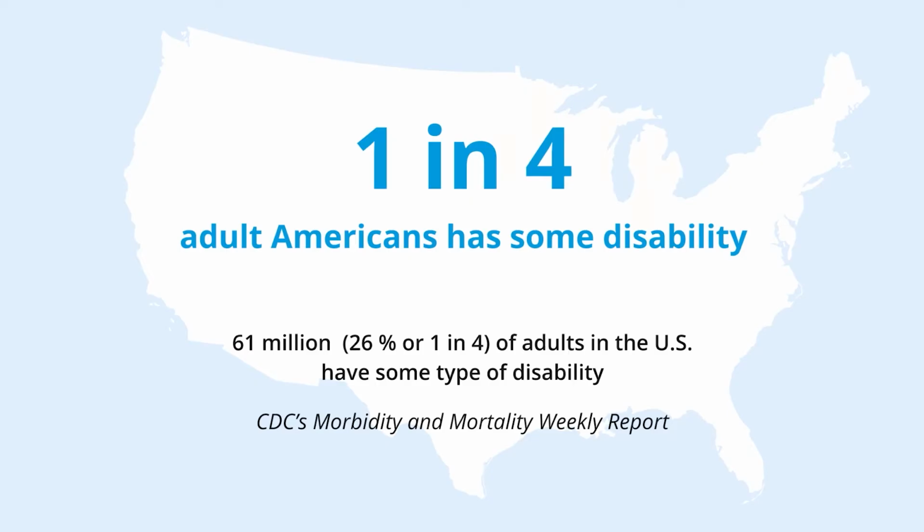For example, according to the World Health Organization, almost everyone will temporarily or permanently experience disability at some point in their lives. And according to a CDC report, 1 in 4 adults in the USA has some type of disability. It's 61 million, or 26%. It's a lot. Still not convinced that disability can be very different and common?